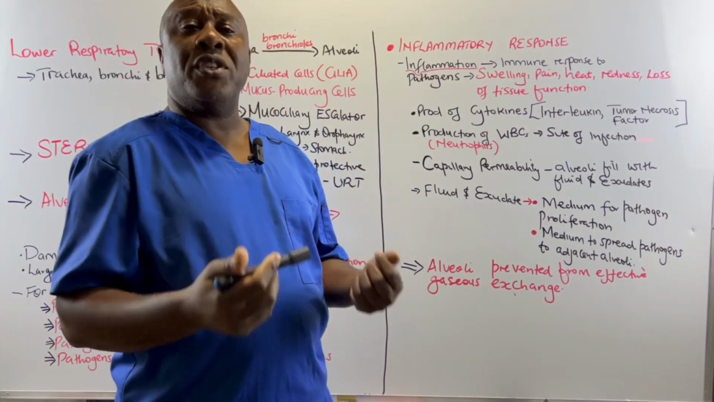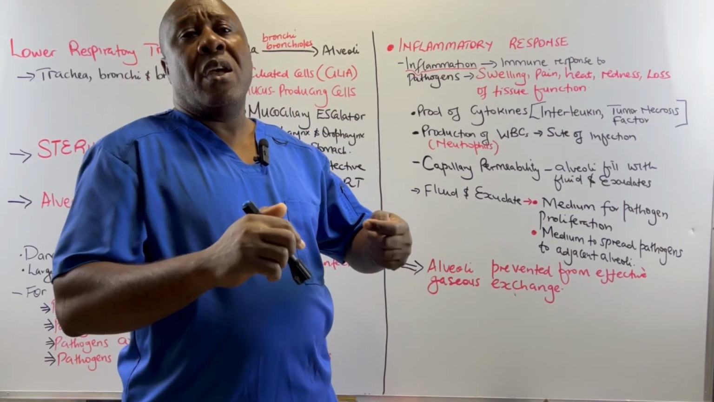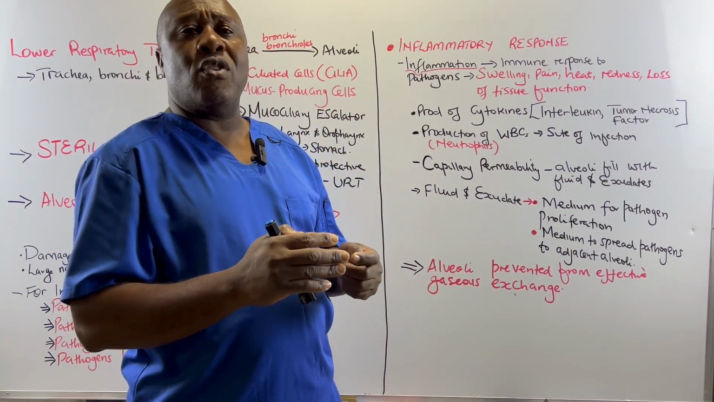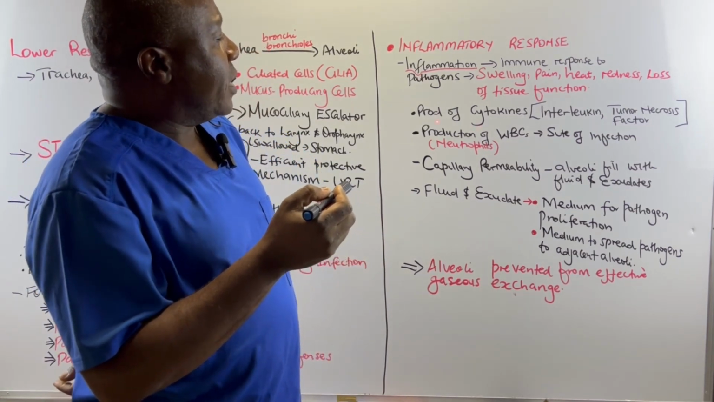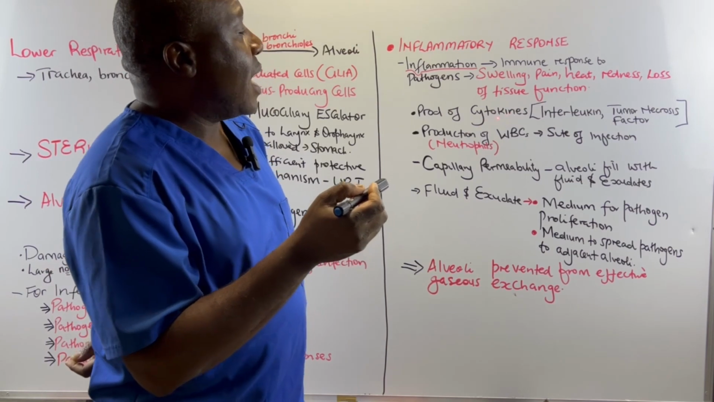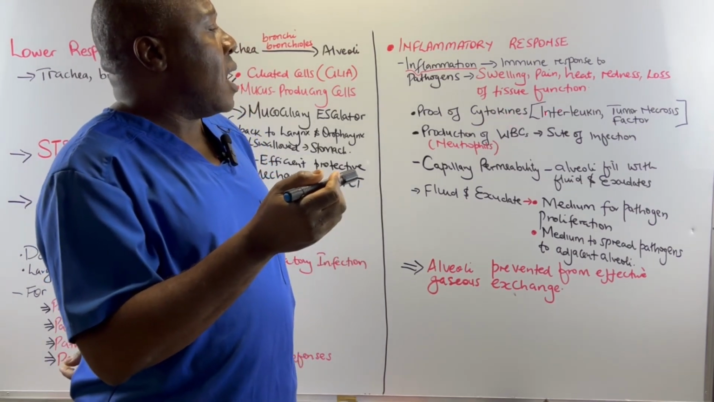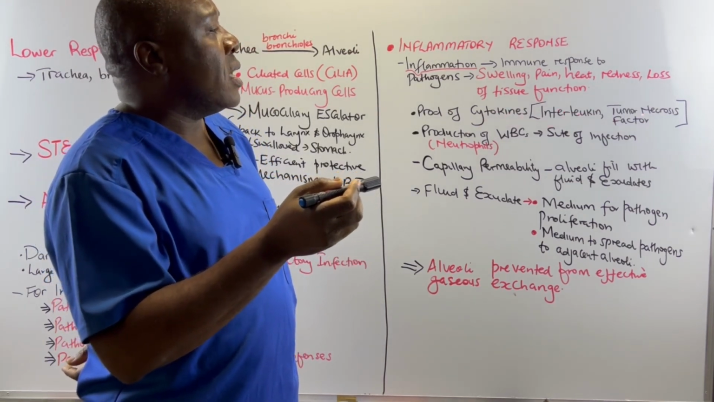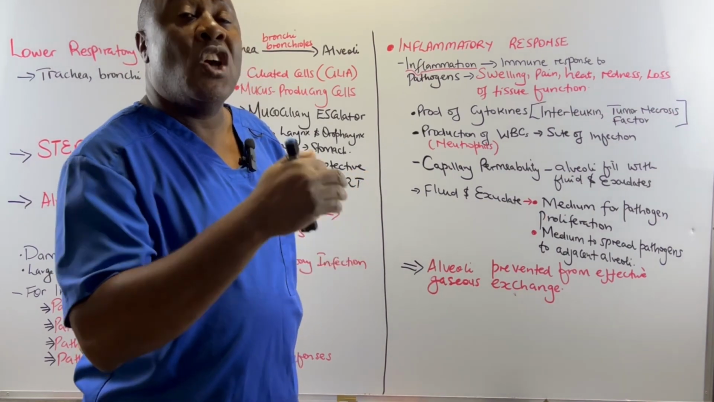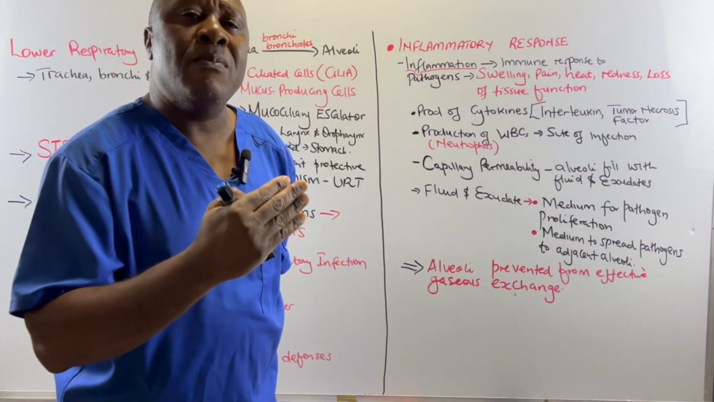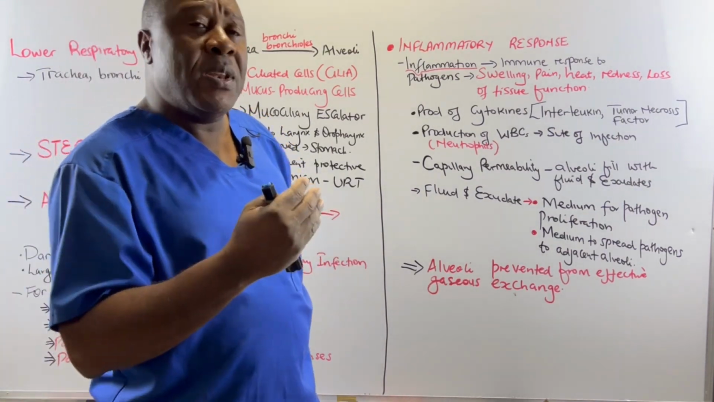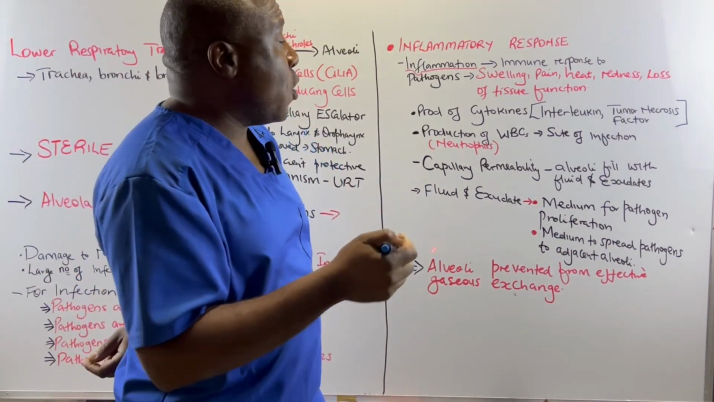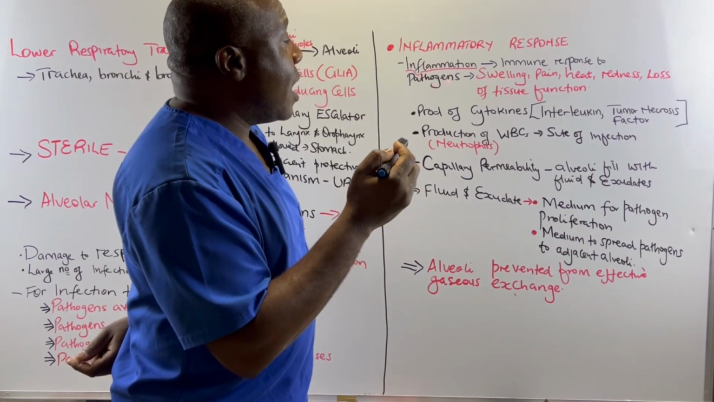When the pathogens are in an area, we have got white blood cells. We have got what we refer to as interleukins. We have the production of cytokines. And cytokines are those proteins, like interleukin and tumor necrosis factors, which stimulate an immune response. They are the ones that stimulate the immune system to be able to respond to this particular pathogen.